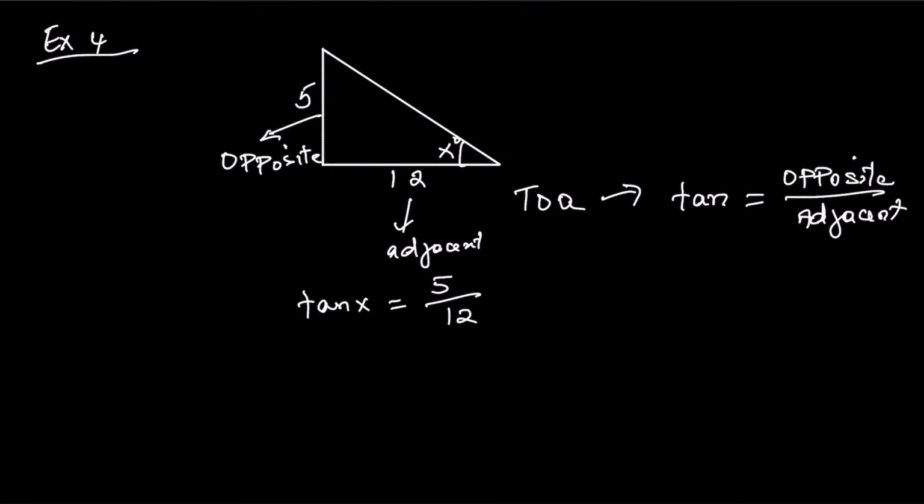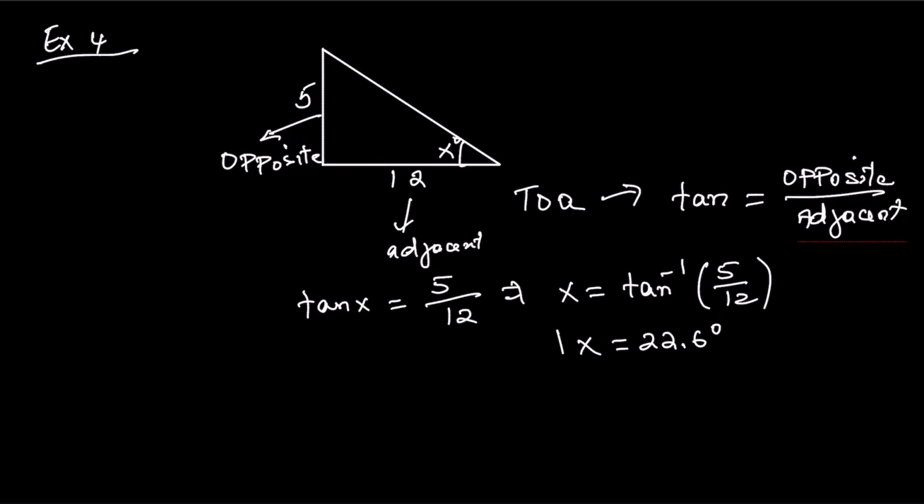To find the angle, use inverse tangent. X equals inverse tangent of 5 over 12. Using the calculator, inverse tangent of 5 divided by 12 equals 22.6 degrees. The angle x is 22.6 degrees.